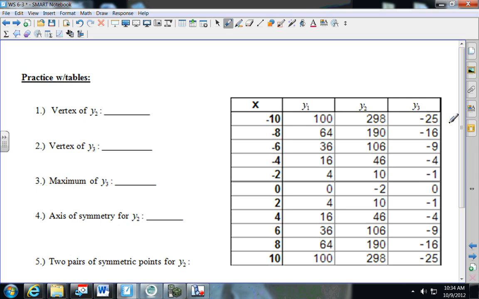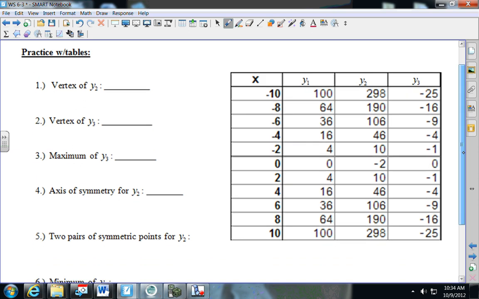Okay, let's look at this in the practice. It says, what is the vertex of Y2? So as I look into the Y2 column, I see that I have symmetric pairs because remember the Y numbers match up. 298, 298, 190, 190, 106. They have partners. What's the only one that doesn't have a partner? The -2, and then you go to the X number, which is 0. So the vertex is 0, -2.